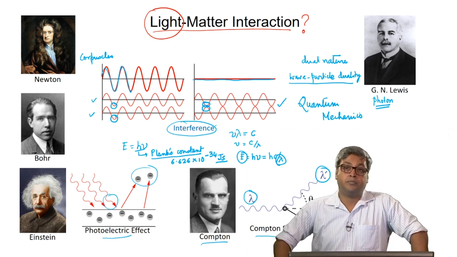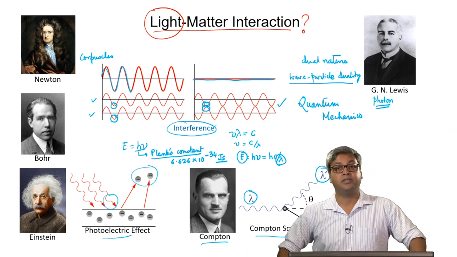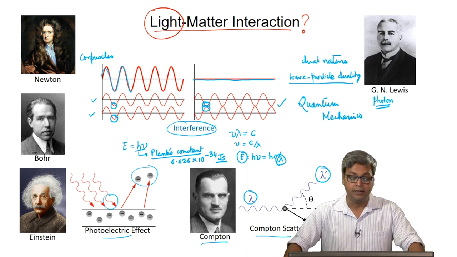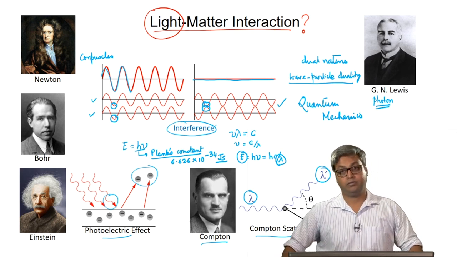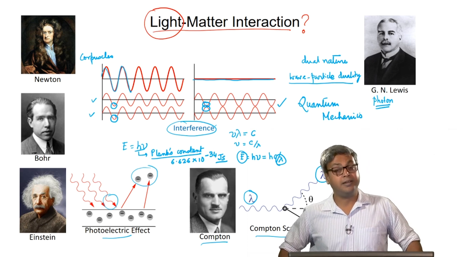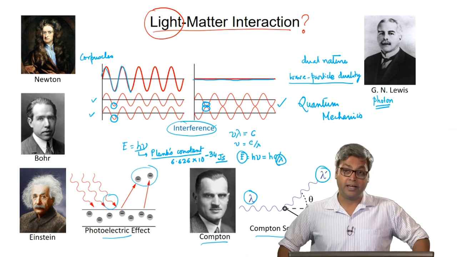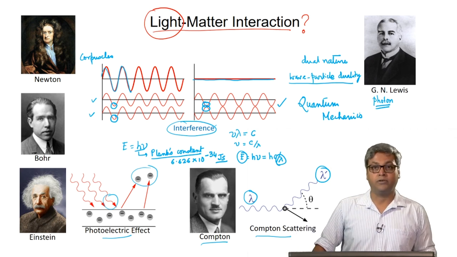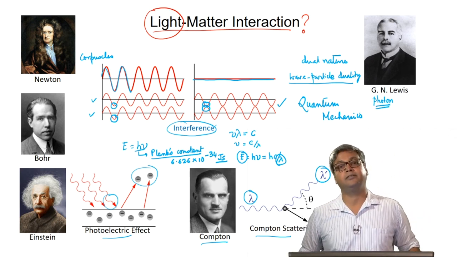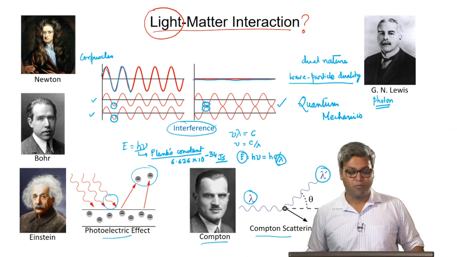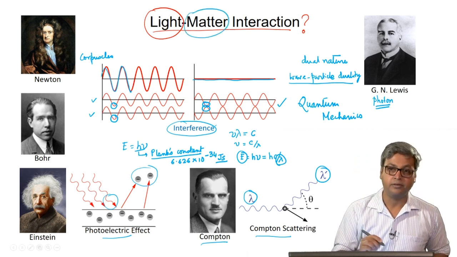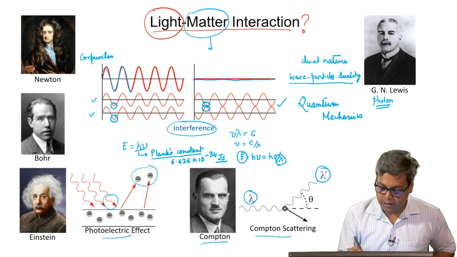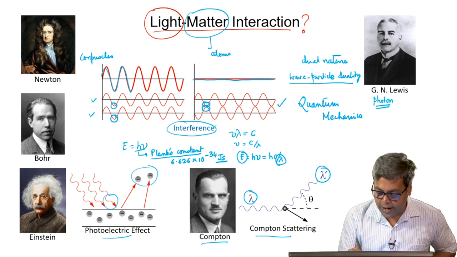Generally, in spectroscopy, light is considered as a classical electromagnetic wave. However, there are exceptions. That is, there are cases where we need to consider light as photons. Now, after discussing the characteristics of light, let us see what we mean by matter. So, matter is composed of atoms and molecules.